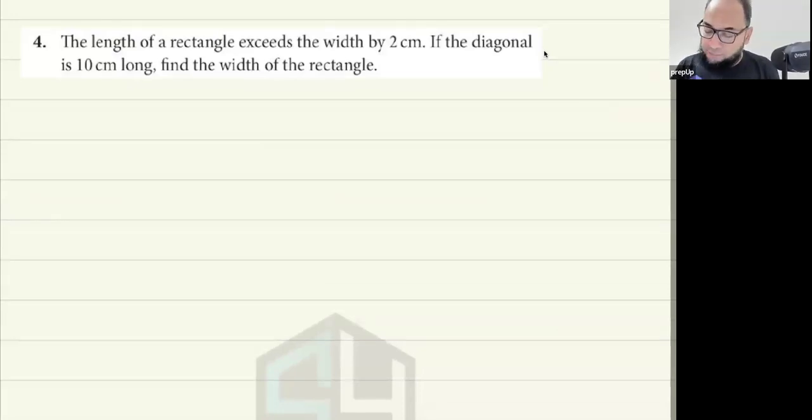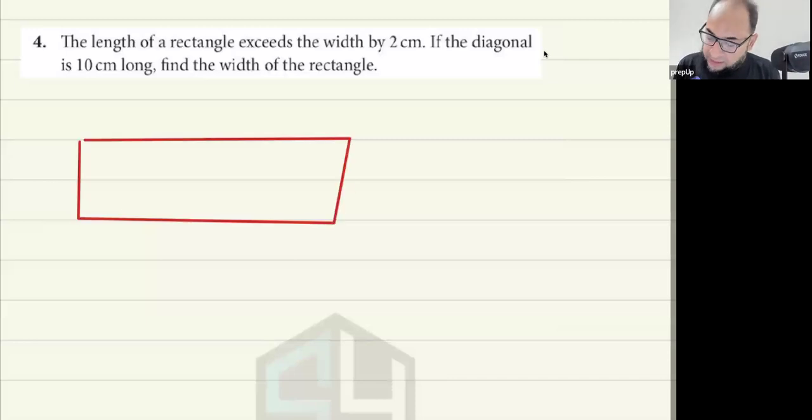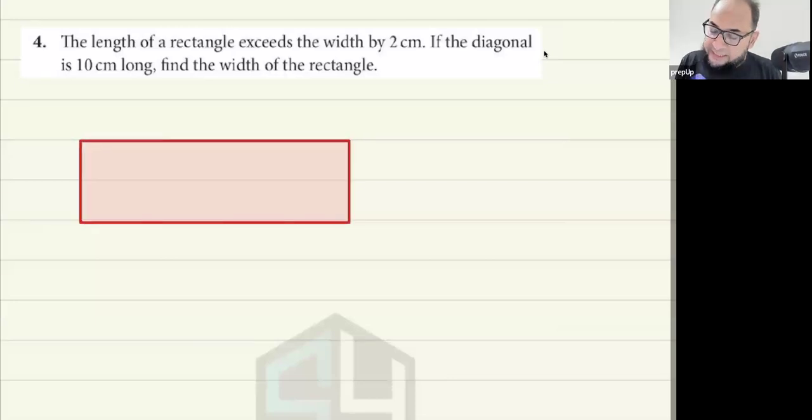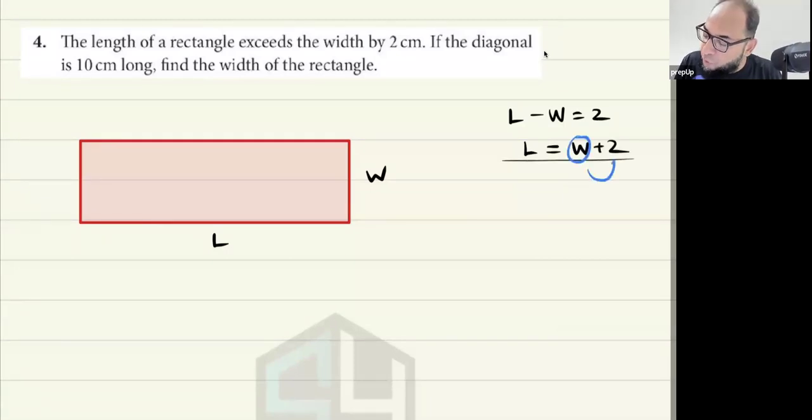Now this question number 4. Let's draw a rectangle. So I'll just draw a rectangle. It says the length of a rectangle exceeds the width by 2. This is L, this is W. Length is bigger, width is smaller. So length minus width is equal to 2. L is equal to W plus 2. That means to the width, if you add 2, you will get the length. That's what it means. Length exceeds, greater, bigger.